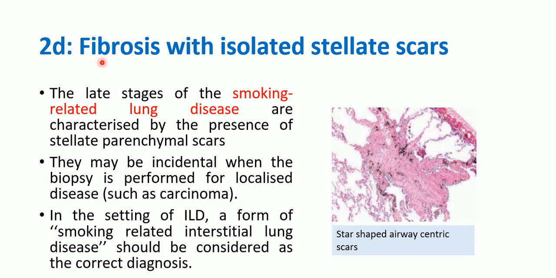2D includes fibrosis with isolated stellate scars. Mostly, this is a star-shaped scarring seen in the lung parenchyma, and they are mainly seen in late stages of smoking-related lung disease. They may be incidental, like when the biopsy is performed for localized disease such as carcinoma, and we have to report it as smoking-related interstitial lung disease in the setting of ILD as the correct diagnosis if we see a stellate scar fibrosis.